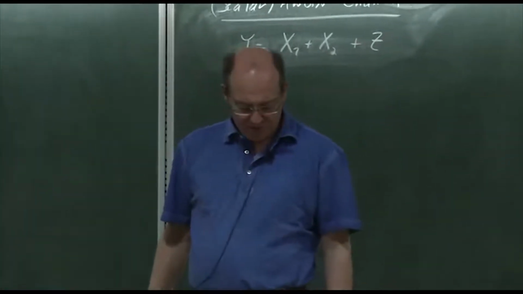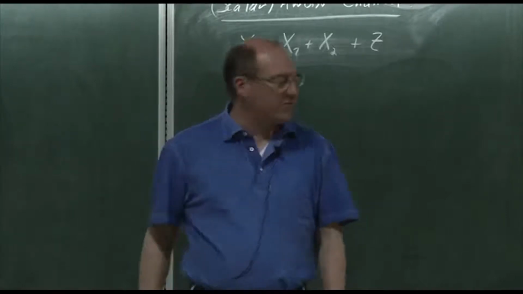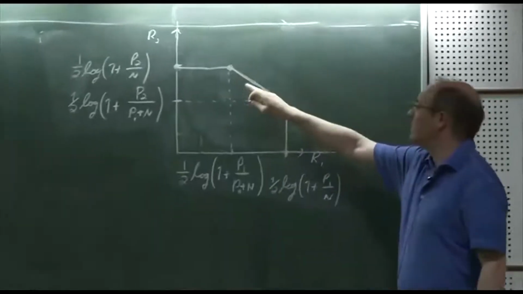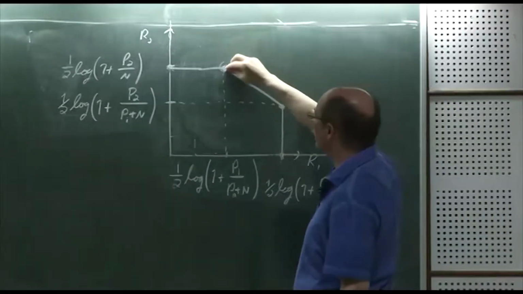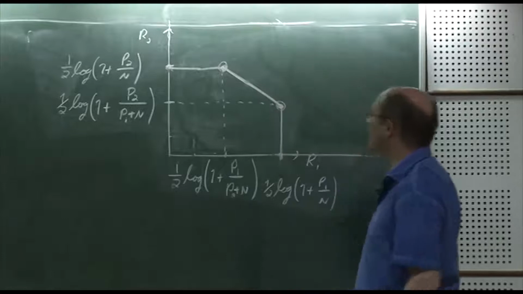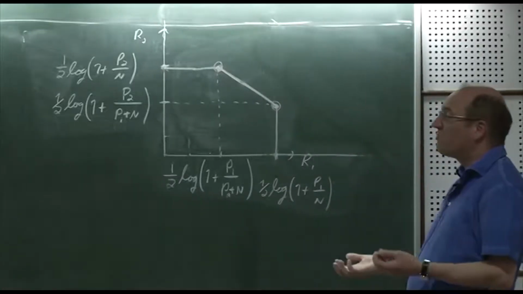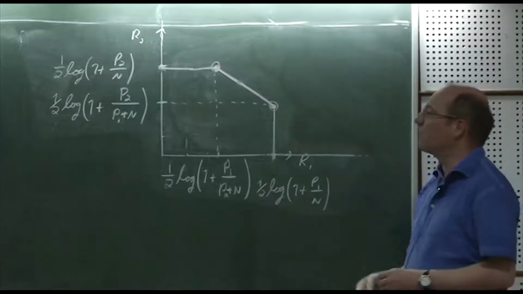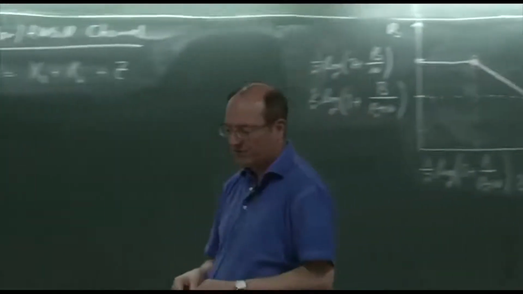So I promised you some methods for achieving points on the boundary without time sharing. We talked about one way with successive cancellation with time sharing, which is already a good, nice method, right? I mean, it's not bad to go for the corner points and do successive interference cancellation.